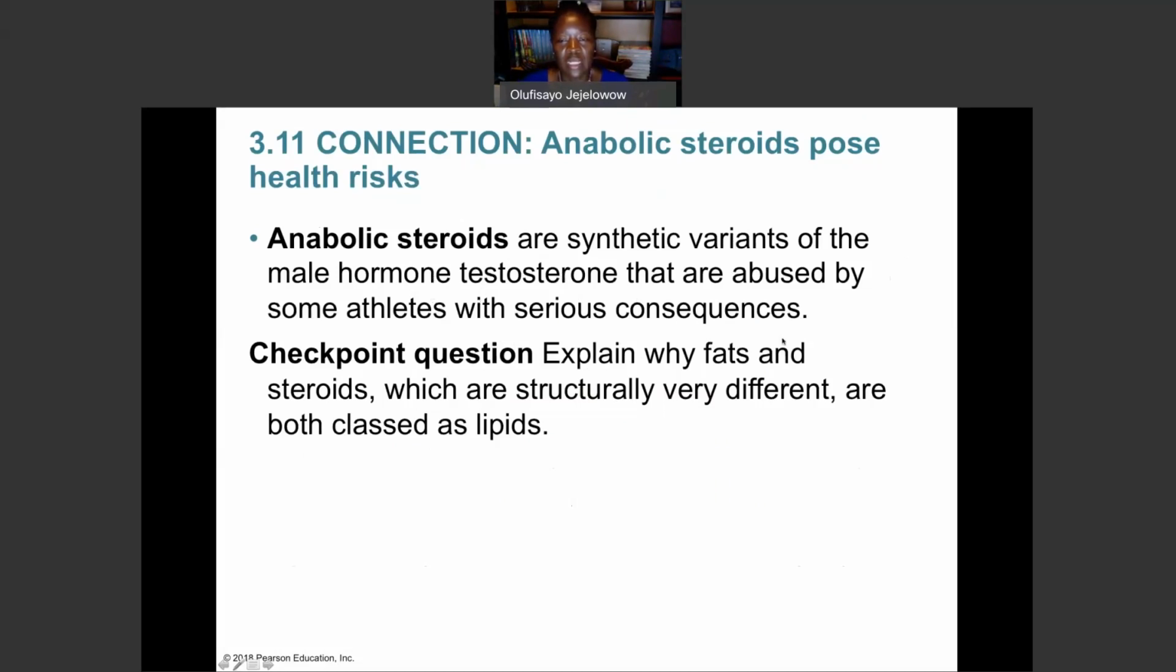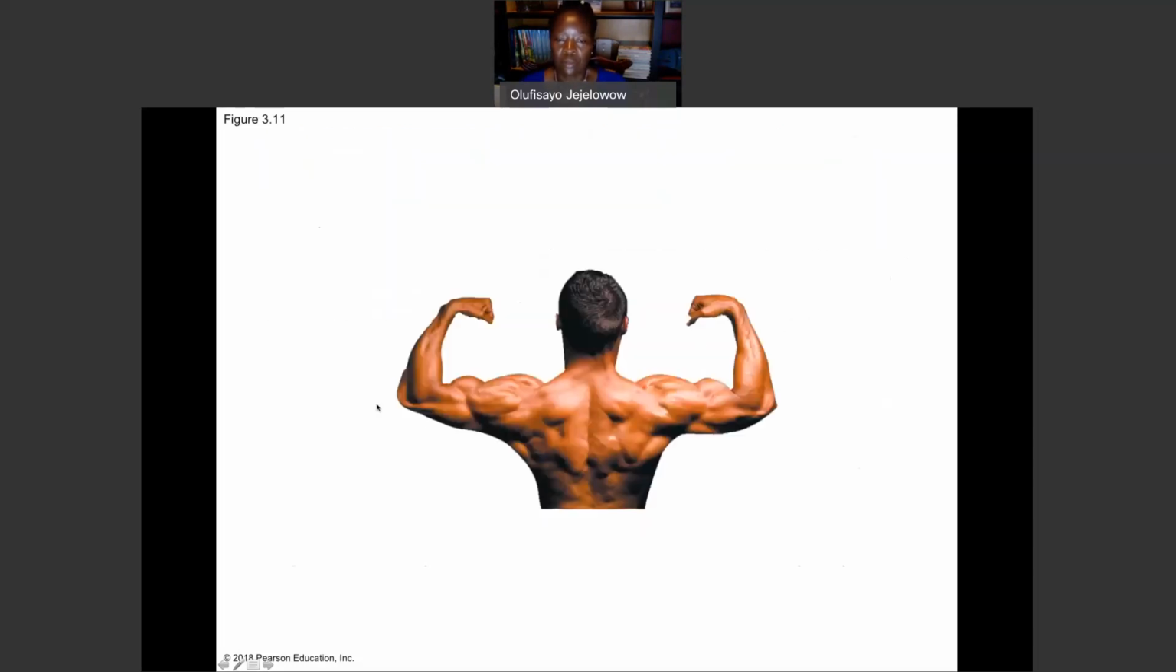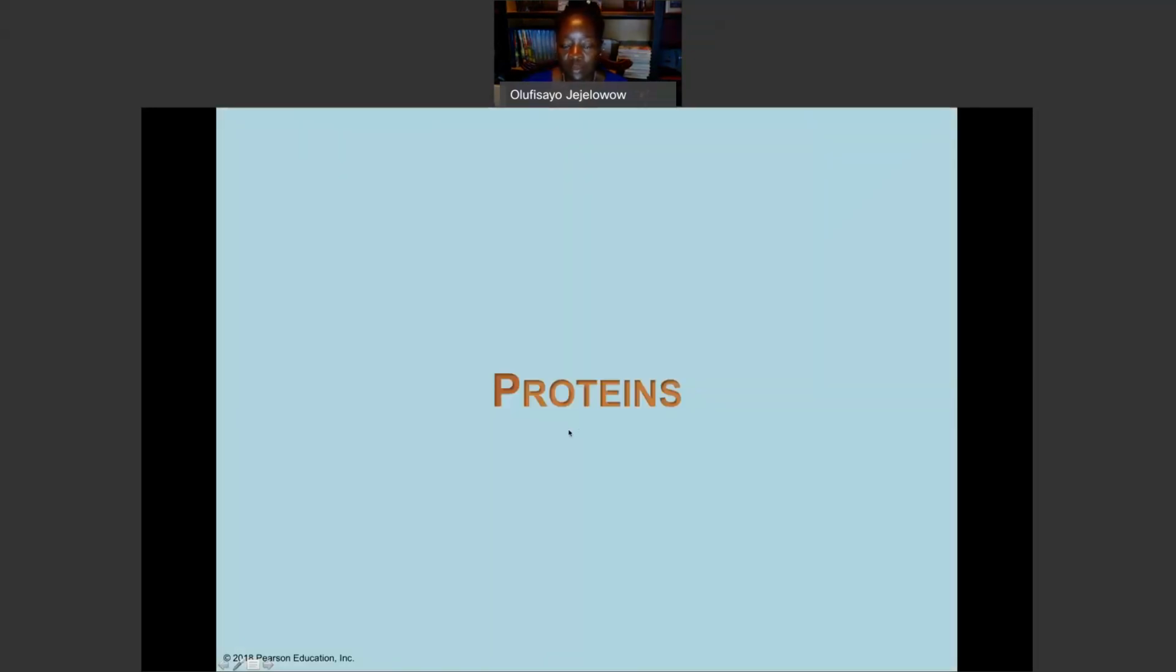Checkpoint question: explain why fats and steroids, which are structurally very different, are both classes of lipids. Steroids help you build all of this, gain undue advantage, but they also do a lot of damage in the body. They not only cause the muscles that you want to run with to enlarge, but also muscles of internal organs, which can result in fatality.